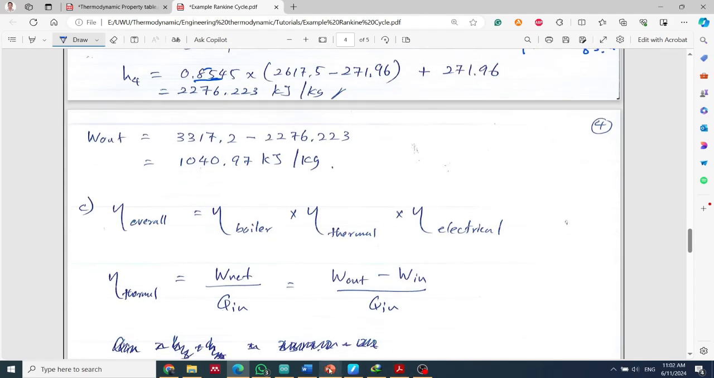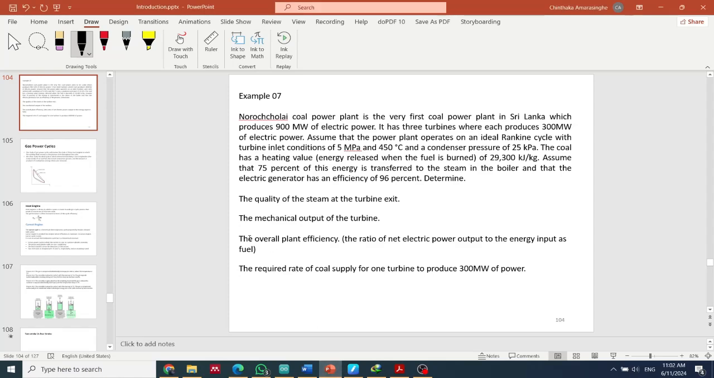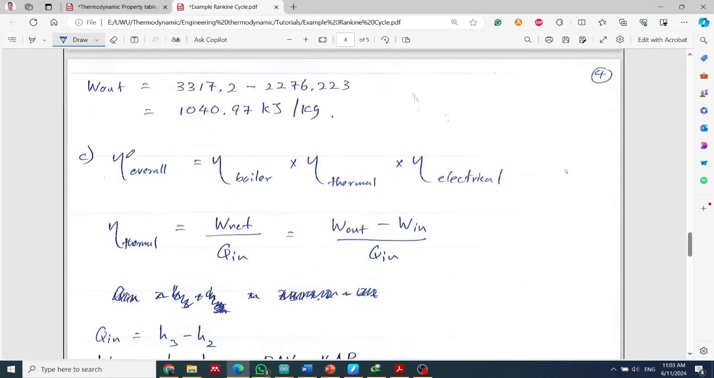Then part C asks for the overall plant efficiency. That means the ratio of the net electric power output to the energy input as the fuel, right? So that means the overall plant efficiency, not the thermal but the overall. We can write the overall plant efficiency equal to thermal efficiency multiplied by boiler efficiency multiplied by electrical efficiency, right? In the question, boiler efficiency is given as 75%, electrical efficiency is given as 96%. The next thing we have to figure out is the thermal efficiency.